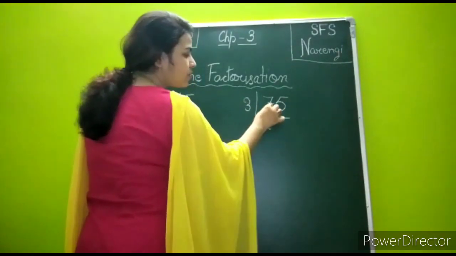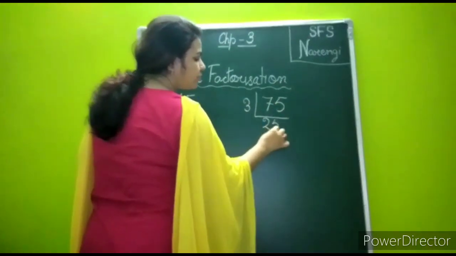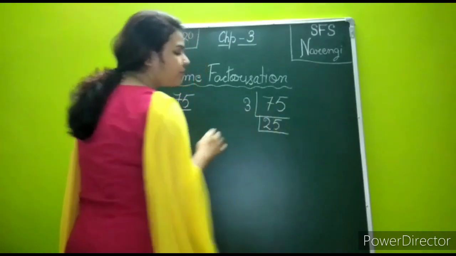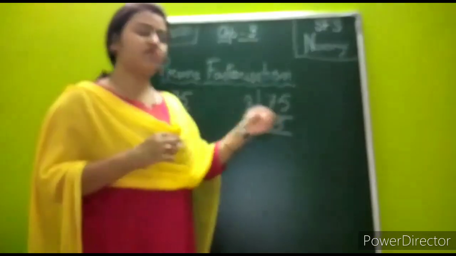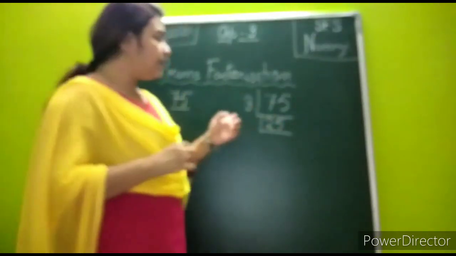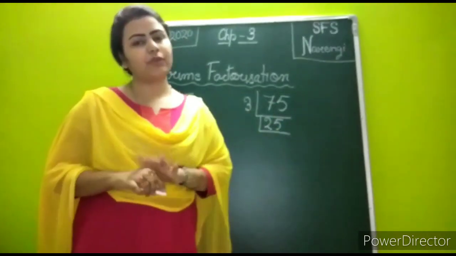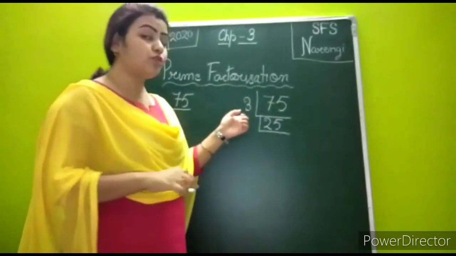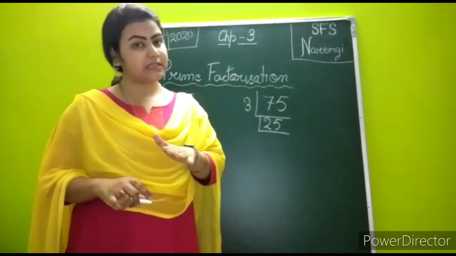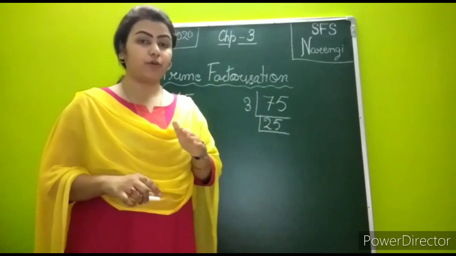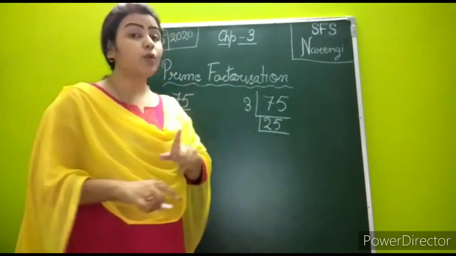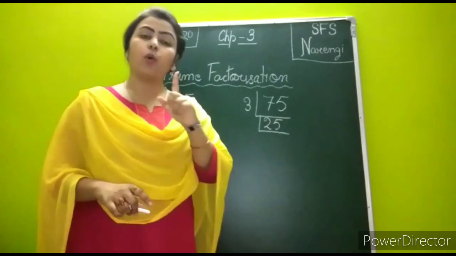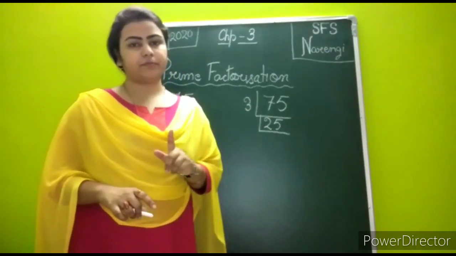3 2s are 6, 1 carry. 15, 3 5s are 15. Okay? 3 2s are 6, 3 5s are 15. Clear? Now 25. Can we divide 25 by 3? I told you the one you start with you have to continue till you reach the point where it is no more divisible by that number. Okay? And only prime numbers. Only prime numbers, children. Okay?